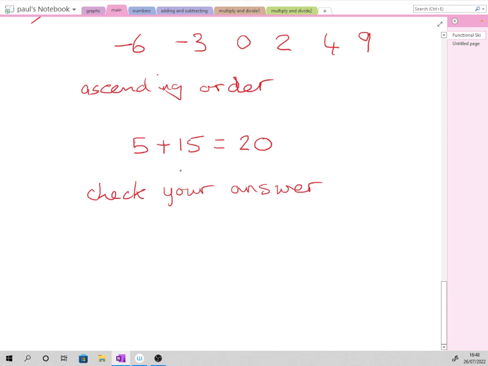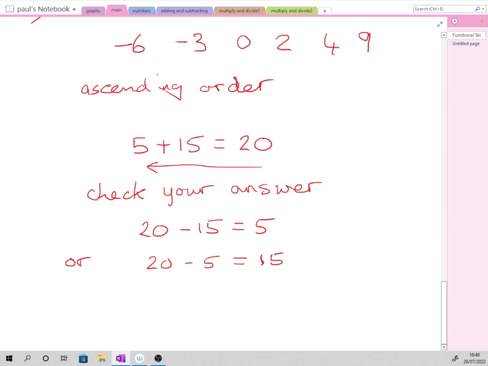Now I always think of this as if you're in the shop and you know the price and you give someone some money, they give you some change and you want to make sure your change is right. What you do is add your change to the thing that you've just bought, and does it come up to the note that you handed over. So when you're checking your answer, you're going backwards. So we could say 20 minus 15 equals 5, or we could go 20 minus 5 equals 15.